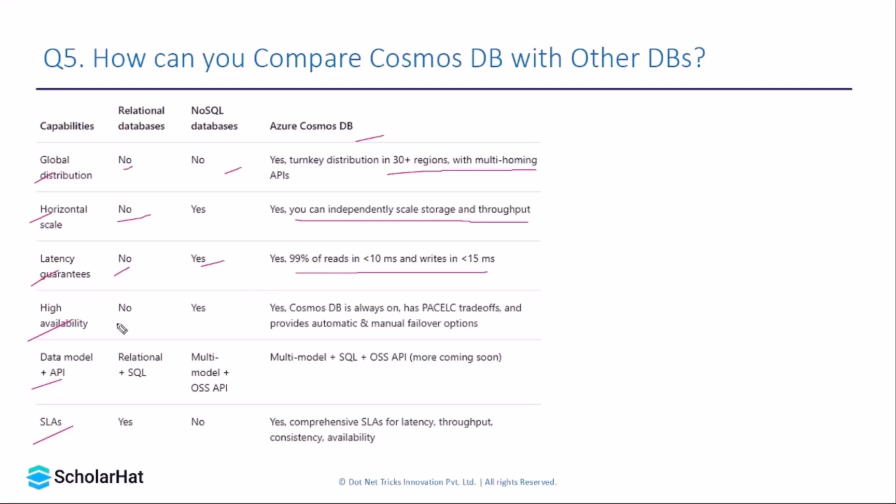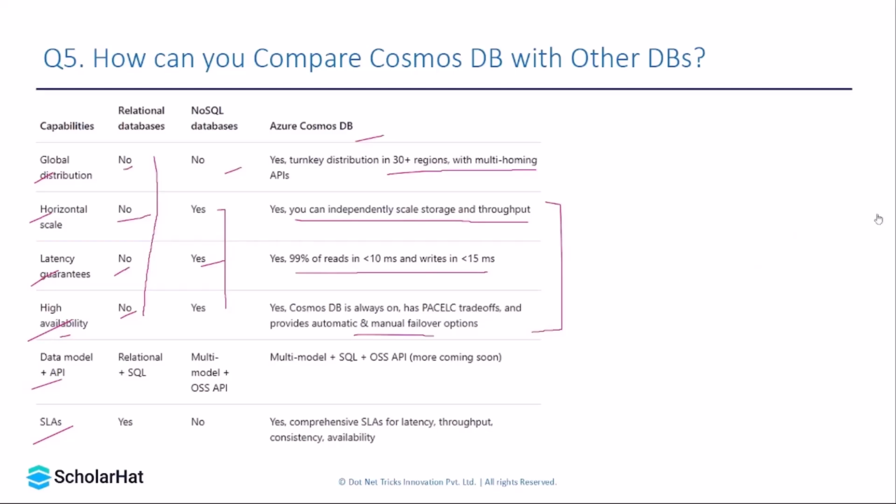Cosmos DB is highly available. It is always on and it has a PACELC-like trade-off and provides automatic and manual failover options, whereas these things are not available in RDBMS. Again, NoSQL provides such offerings. So you can see that RDBMS lags in multiple areas. It doesn't have global distribution, it doesn't have horizontal scaling, it does not have latency guarantees or high availability. Whereas you can see a little bit of comparison between NoSQL and Azure Cosmos DB. NoSQL also has these things, but Azure Cosmos DB is something which excels in every one of these functionalities.